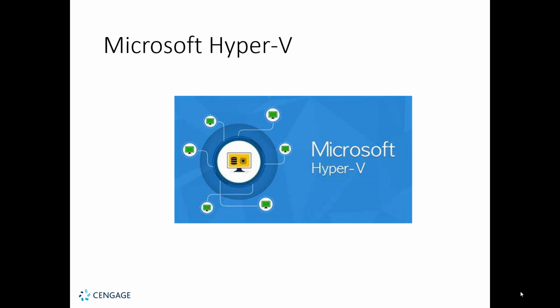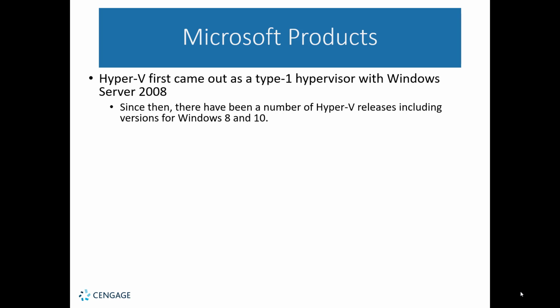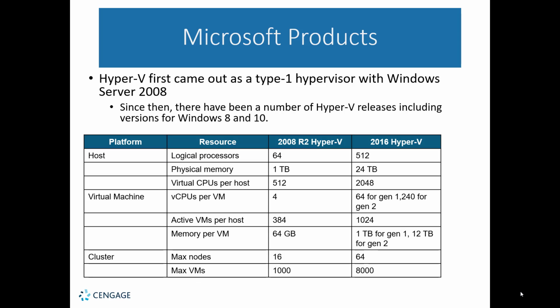Next, we'll take a quick look at Microsoft Hyper-V, some of its components and features. Hyper-V first came out as a Type 1 hypervisor with Windows Server 2008. Since then, there have been a number of Hyper-V releases, including client versions for Windows 8 and Windows 10. Here's a quick look at some of the different resource platforms and how they compare in terms of processors and clustering information. Notice that the 2016 Hyper-V is definitely boosted up from the version that came out with 2008.